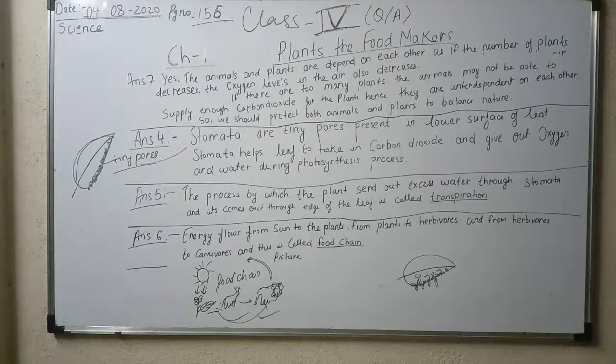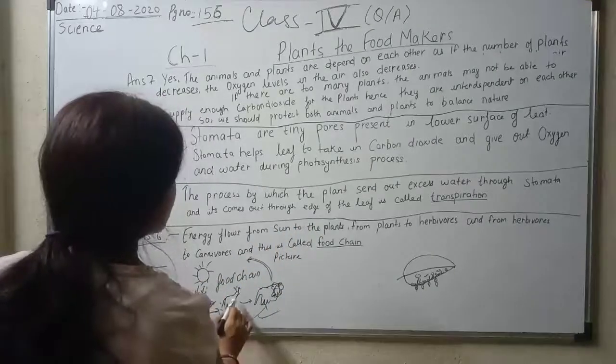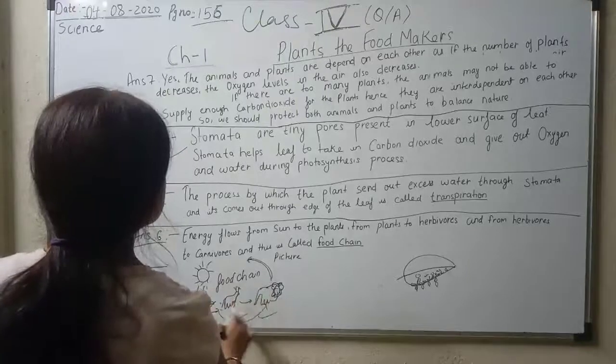If this question comes for 3 marks or 4 marks, you have to add this image with your answer. If the question carries only 1 to 2 marks, you just have to write what a food chain is. No need to give an image like this. But most of the time this question will come under 4 marks. So you have to write down the whole process of the food chain, and draw this picture and label it properly, showing how energy flows. Energy flows from the sun to the plants, from plants to the herbivores, from herbivores to carnivores, and this is called the food chain.